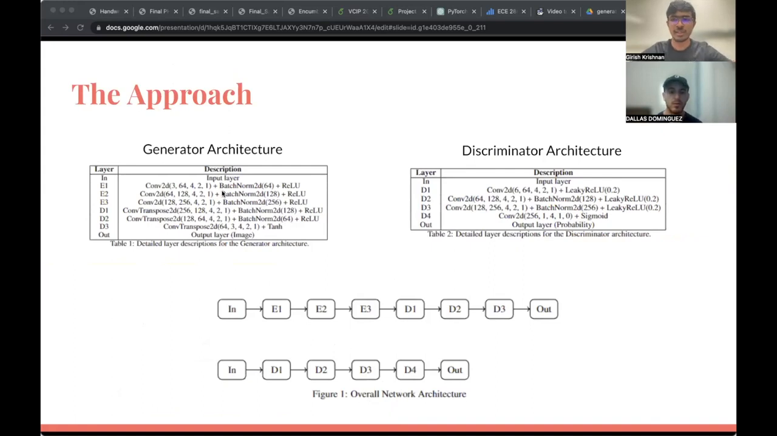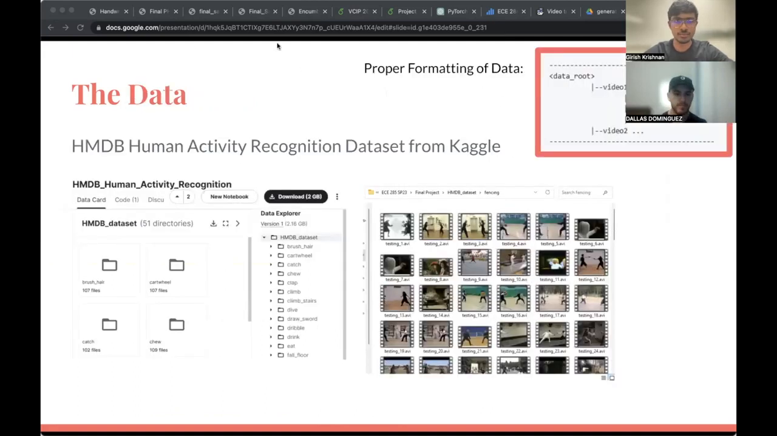So here's a high-level description of our neural network architecture. We have a generator, which consists of an encoder and a decoder, and each of them has multiple convolutional layers. We also have a discriminator, which also consists of multiple convolutional layers, as well as batch norm layers.